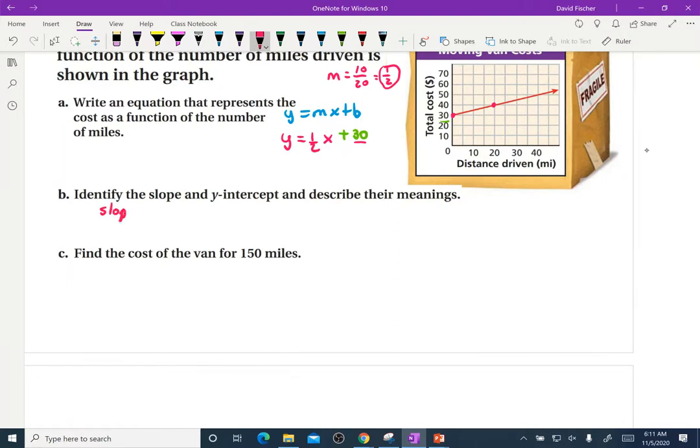You could write m, or 50 cents. Well, what does that mean? Well, I don't need the graph. The slope is 50 cents. So if I went 2 miles, I'm going to owe $1. If I went 4 miles, I'm going to owe $2. So the slope, what does it mean? They charge 50 cents per mile.